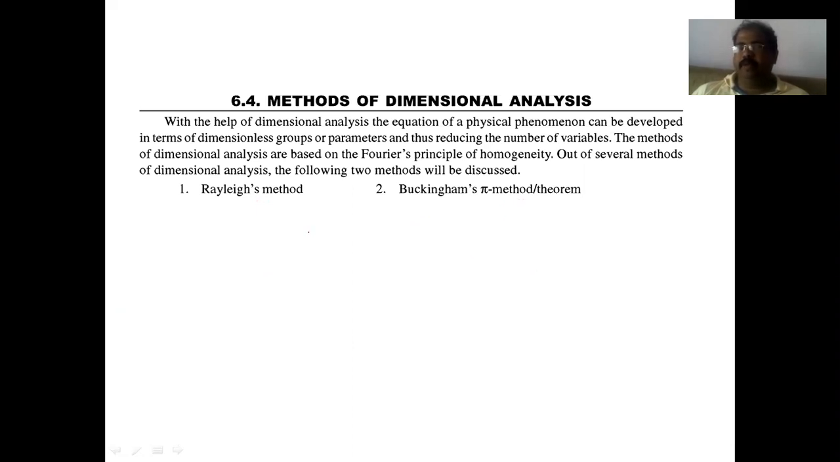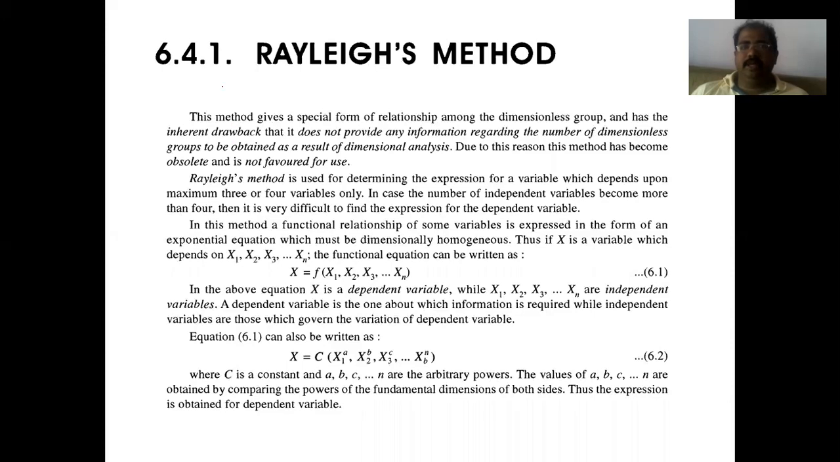These are the methods through which we equate two different unknown quantities and validate their equations. So first one is the Rayleigh method. In this method, you have the opportunity of equating two different quantities. First one is x, and second is a function of depending factors. And these depending factors are x1, x2, xn, and so on.